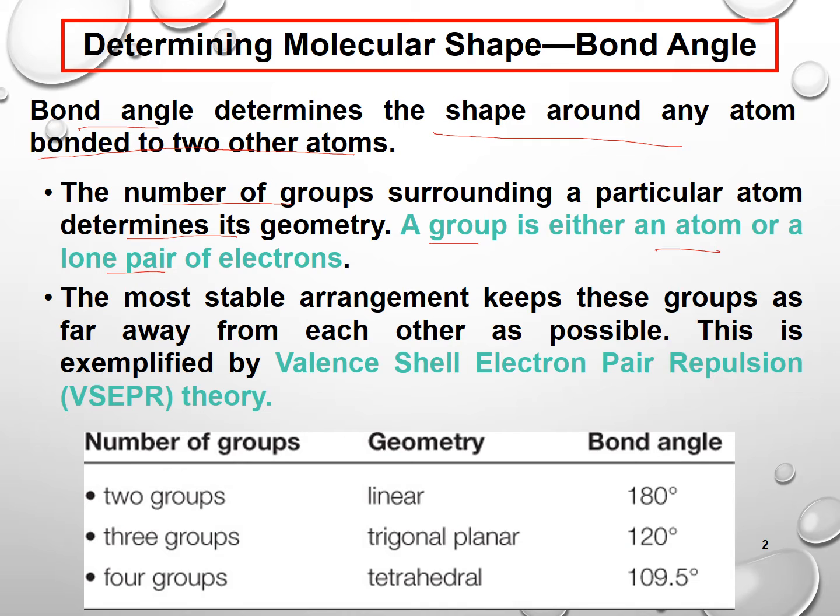So the most stable arrangement keeps these groups as far away from each other as possible. Okay, untuk stable arrangement dia kena berada lagi jauh lah. So kita ada 2 groups, 3 groups and 4 groups. So untuk 2 groups, dia punya bentuk akan jadi linear, then the bond angle is 180. Untuk 3 group, dia adalah trigonal planar, and then dia akan jadi 120. And tetrahedral untuk 4 group, dia akan jadi 109.5 degree.